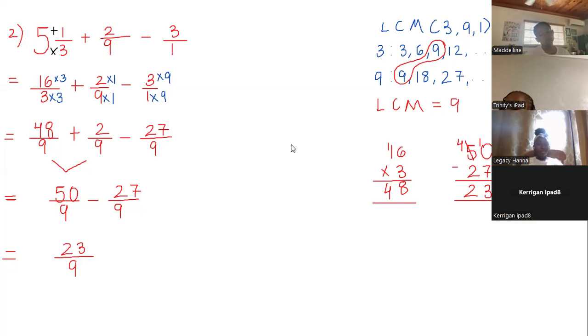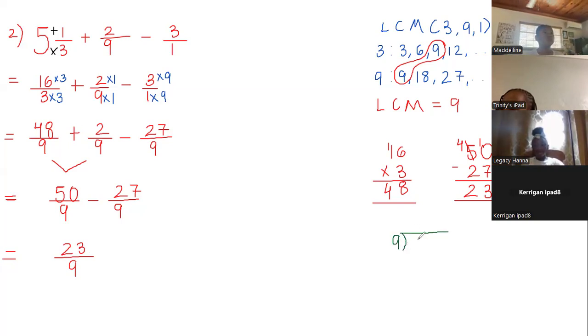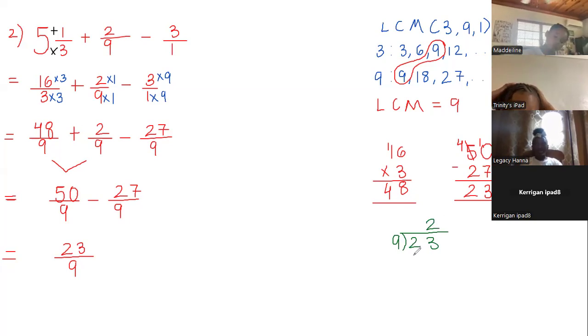Okay, so what are we going to do at this point? We are done, right? We have 23 over 9, so we're finished, right? No, sir. What do we have to do? You can change it to a mixed number. Very good. So we have 23 over 9. 9 into 23. How many times does 9 go into 23? 2 times. Very good.